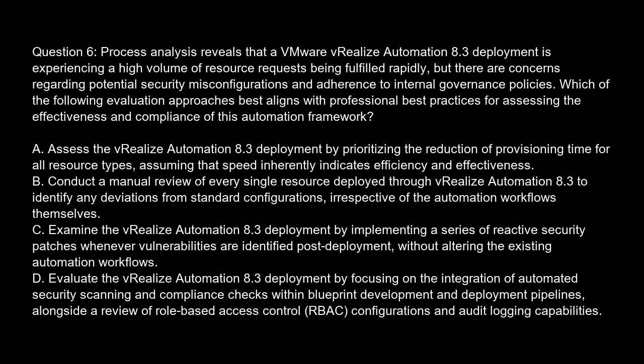Option C. Examine the vRealize Automation 8.3 deployment by implementing a series of reactive security patches whenever vulnerabilities are identified post-deployment, without altering the existing automation workflows. Option D. Evaluate the vRealize Automation 8.3 deployment by focusing on the integration of automated security scanning and compliance checks within blueprint development and deployment pipelines, alongside a review of role-based access control (RBAC) configurations and audit logging capabilities.